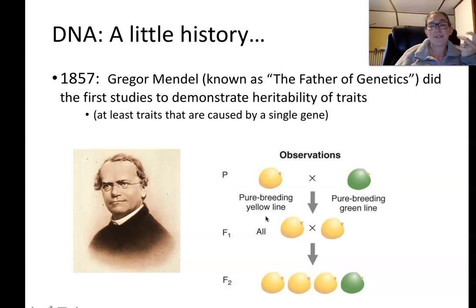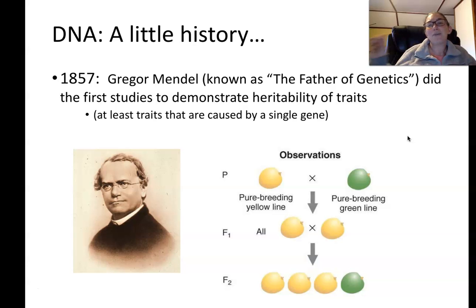statistics. He basically performed a bunch of statistics on his results to show that there is some kind of physical material that's passed from the parent to the offspring in a predictable pattern. All right. And that's basically what he discovered.